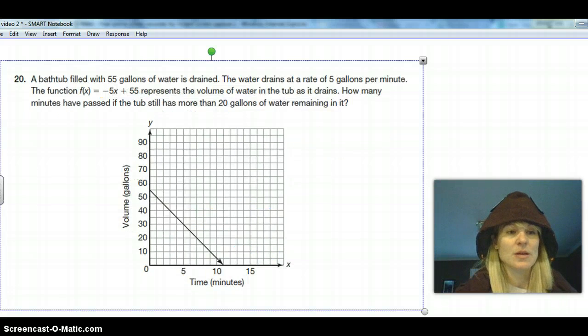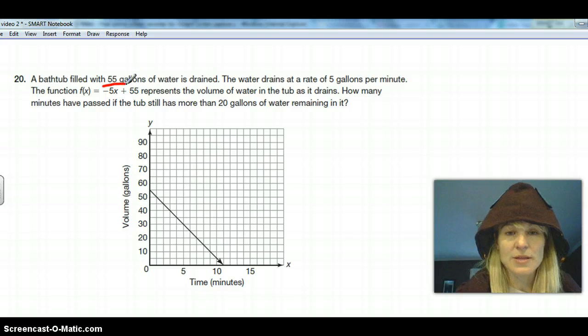So let's look at another example. This one says a bathtub's filled with 55 gallons of water. Again, that's the y-intercept. It drains at a rate of 5 gallons per minute. Again, rate means slope, and it's draining, so it means it's negative. So they went ahead and graphed this equation. F of x equals negative 5x, that's the slope, plus 55, the y-intercept. So here's our graph. Again, the y-intercept's at 55, and it's decreasing 5 and running 1.